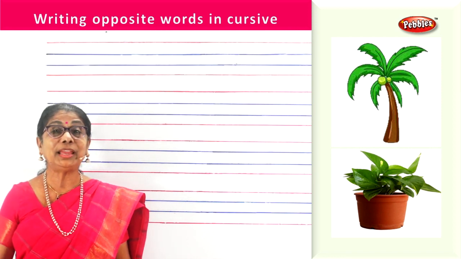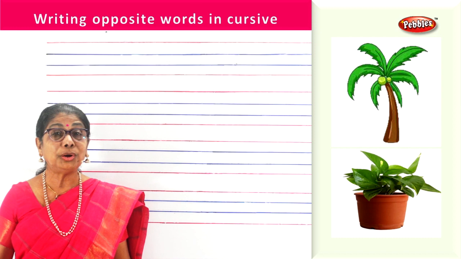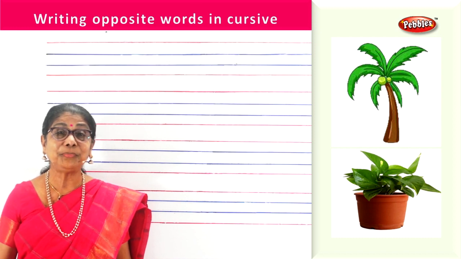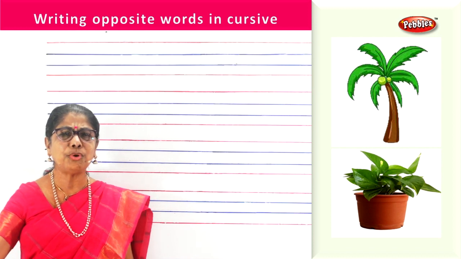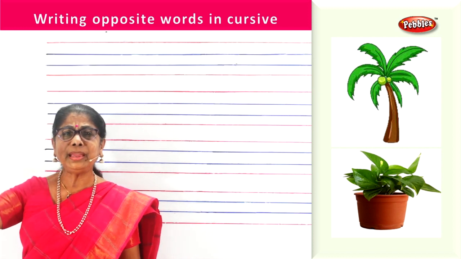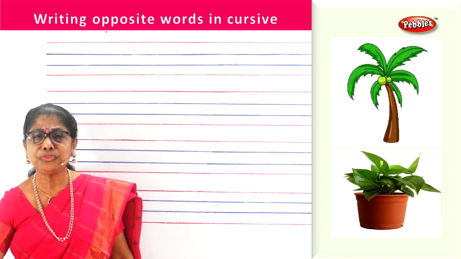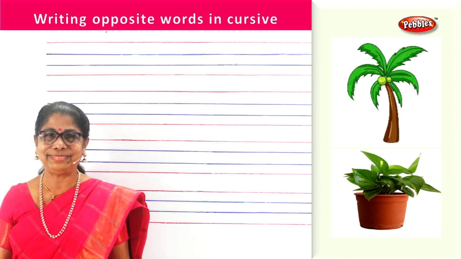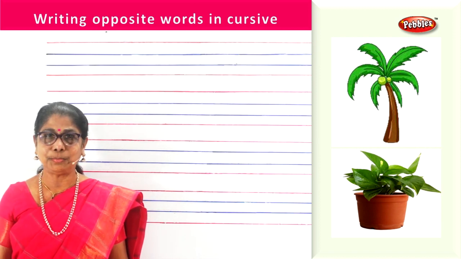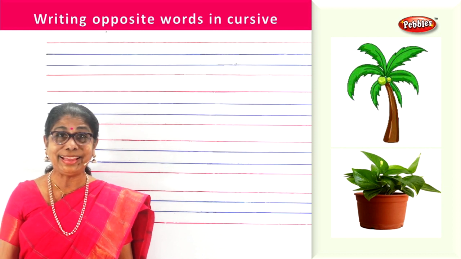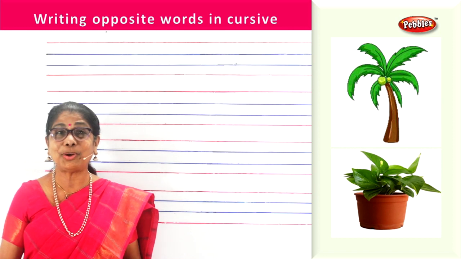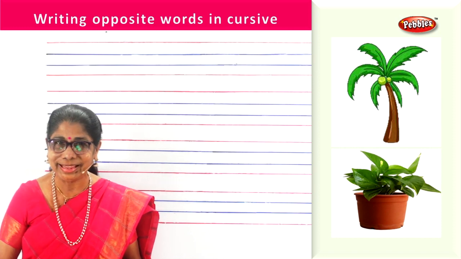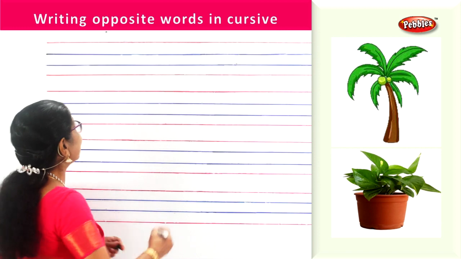Now, you say you have mint, coriander, or anything like that, you have a small one. Then you say it is big. That is a big tree. This is a small plant. Opposite of big, small. You say, Mommy, you're big. I'm small. Opposite of big, small. Let's write. Big, small. Good.